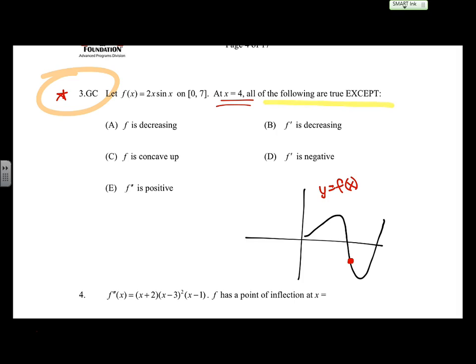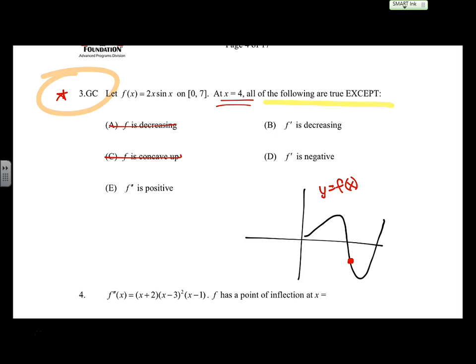All of the following are true except: f is decreasing. Well, there he is. Is he going down at that point? Check. So forget him. He's right. F is concave up. Is he concave up at that point? Yeah. Forget him. That's fine. F double prime is positive at that point. F double prime is positive.